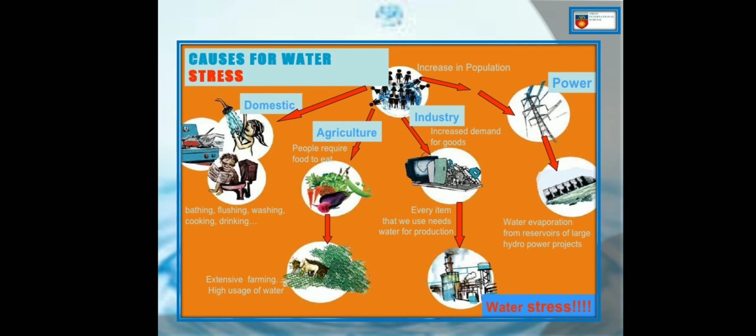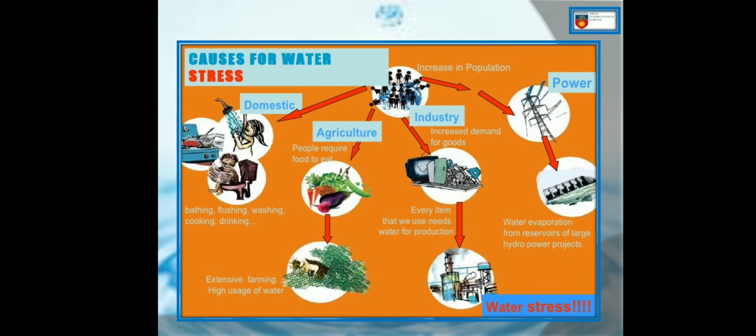The causes of water stress. Water stress is a condition which rises because of the scarcity of water. The causes of water stress are domestic, agricultural, industrial and power making. As the population is increasing, people require more food to eat. More people are bathing, fishing, washing and cooking. In extensive farming, a high usage of water is required.